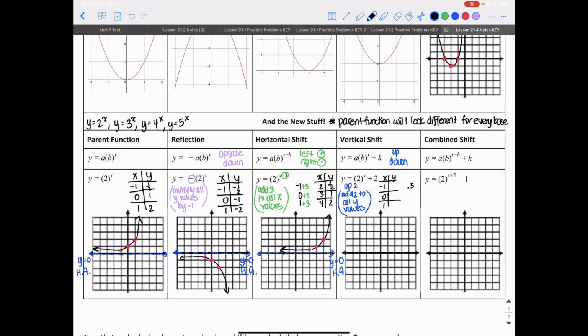So I'm going to take 0.5, which is 1/2, and I'm going to add 2. I'm going to take 1, and I'm going to add 2. I'm going to take 2, and I'm going to add 2. These are just the y values I have in my parent function table. And then I'm going to have 2.5.